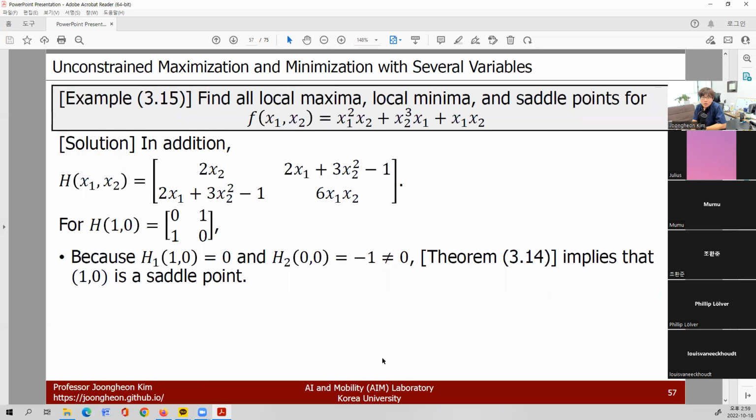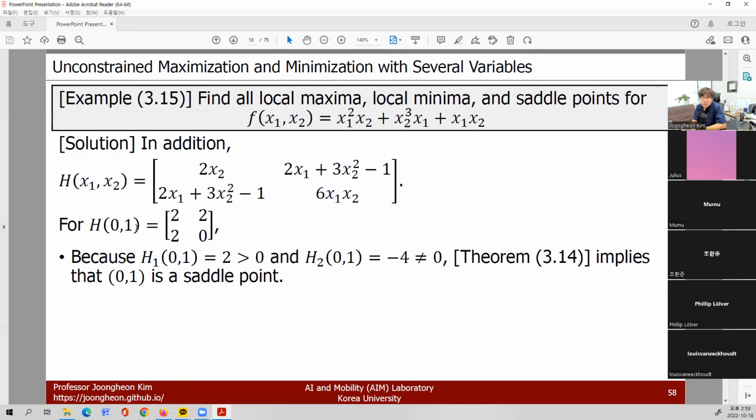Then let's look at the third one, 1,0. When you look at 1,0, then you have this Hessian, 0,1. Then this is larger than 0, and this is not 0. Then this is not satisfying theorem 3.12. This is not satisfying 3.13. That's why this satisfies 3.14, then this is a saddle point as well.